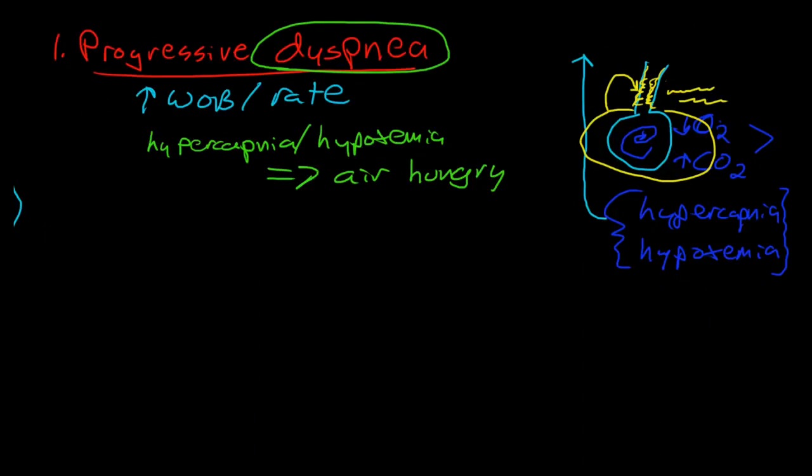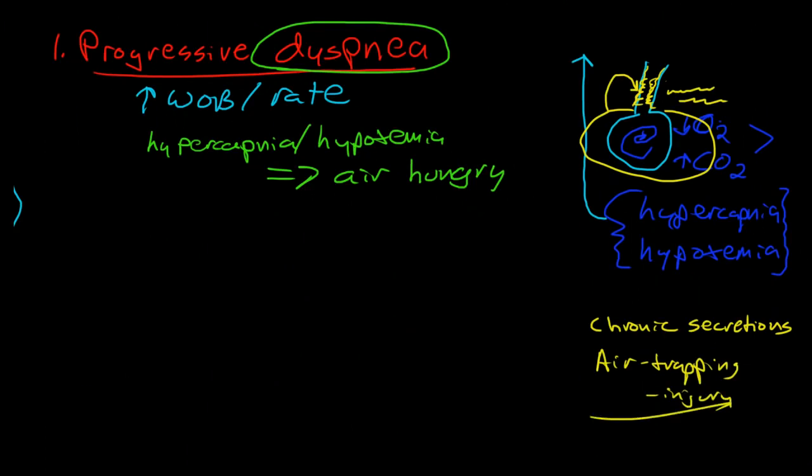So what is it that makes inflammation worse? Well, it's the presence of chronic secretions, which are filled with white blood cells and inflammatory mediators, and the air trapping itself causes injury. So we end up with more inflammation and lung fibrosis. Even without added insult, this is going to be a progressive condition because of this downward spiral.